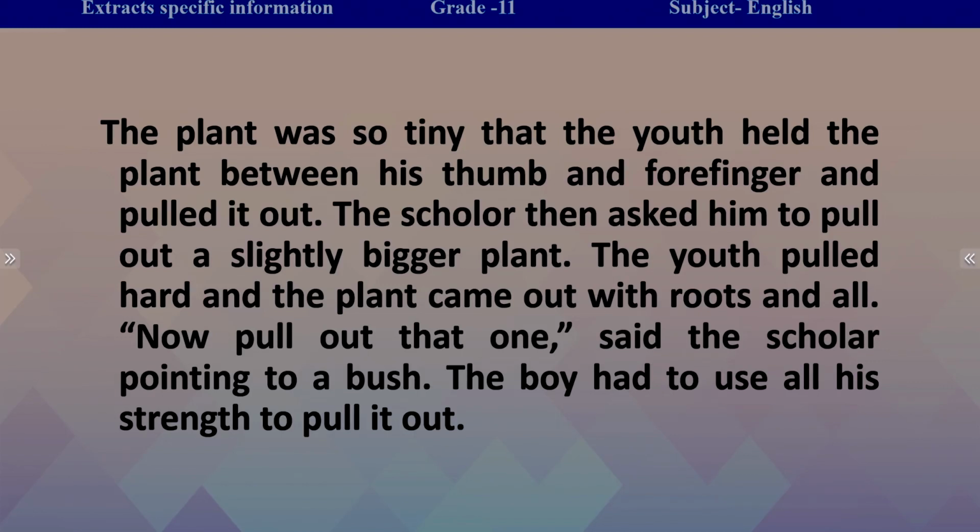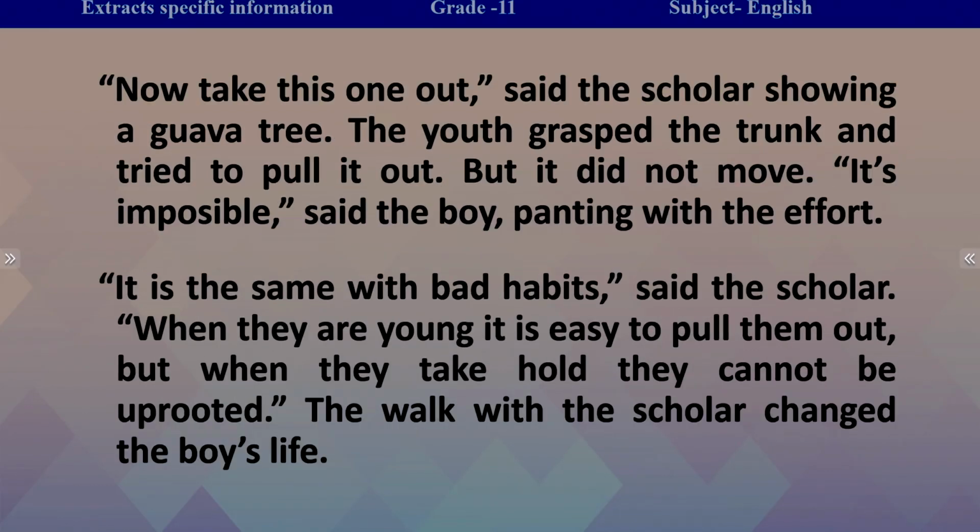Now pull out that one, said the scholar, pointing to a bush. The boy had to use all his strength to pull it out. Now take this one out, said the scholar, showing a guava tree. The youth grasped the trunk and tried to pull it out, but it did not move. It's impossible, said the boy, panting with the effort. It's the same with the bad habits, said the scholar. When they are young, it is easy to pull them out, but when they take hold, they cannot be uprooted. The walk with the scholar changed the boy's life.